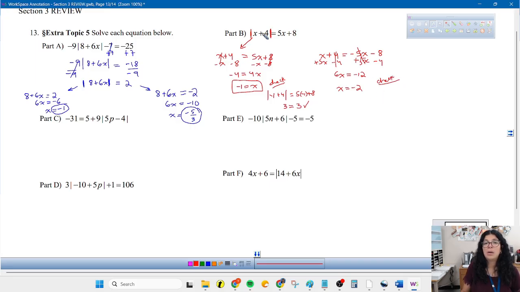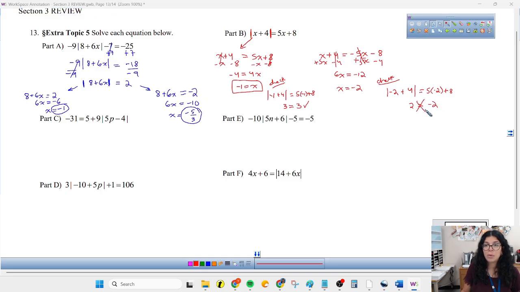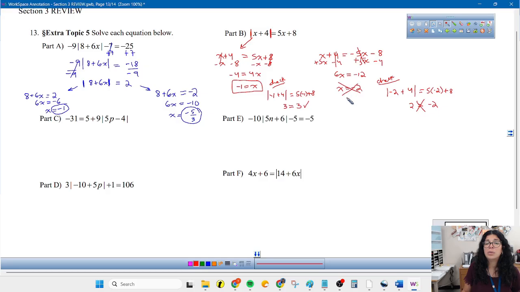So I'm going to plug it into the equation. Is the absolute value of negative 2 plus 4 equal to 5 times negative 2 plus 8? So on the one on the left, negative 2 plus 4 will be 2. The absolute value of 2 is 2. And then on the right, 5 times negative 2 would be negative 10. Negative 10 plus 8 would be negative 2. So is negative 2 equal to a positive 2? No. So this is an extraneous solution. We would remove that solution. So there's only one solution on part B. x is negative 1.